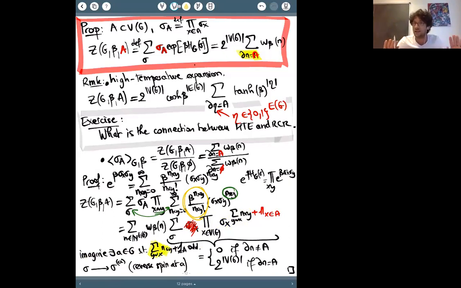So it's exactly saying that the set of sources of n is not A. On the other hand, if the set of sources is A, then this thing is always even, and that means this quantity is always one. Plus or minus one to an even power always gives you one. In this case, you are just summing one over all configurations, and that just means this is the number of configurations, meaning 2 to the number of vertices.